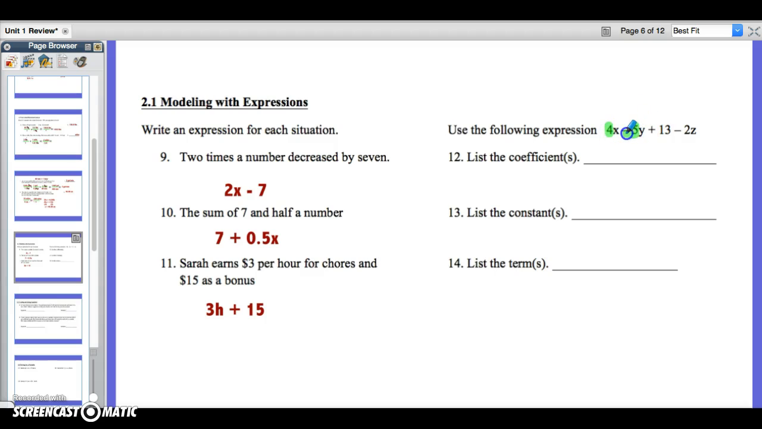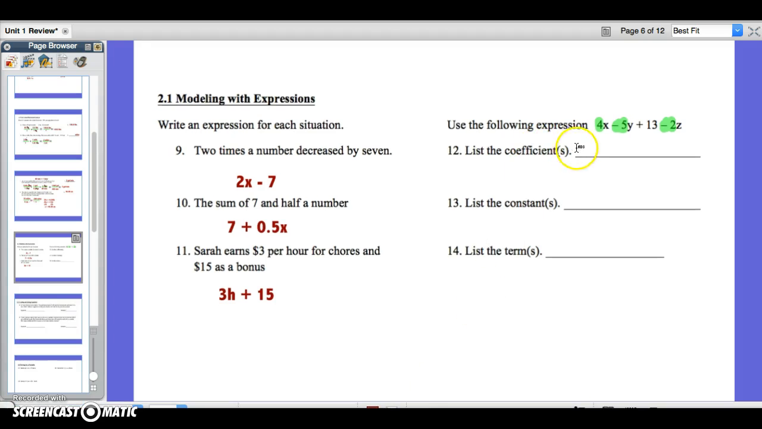So I'm going to highlight these, and I'm going to be very particular how I do this. We talked about this in class. A lot of times students forget the symbol that goes in front of the number. The coefficients in this question are 4, -5, and -2. I'm separating these with commas so that it doesn't look like a subtraction problem.